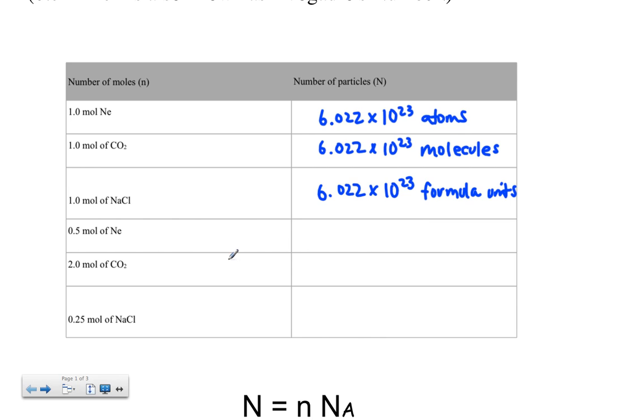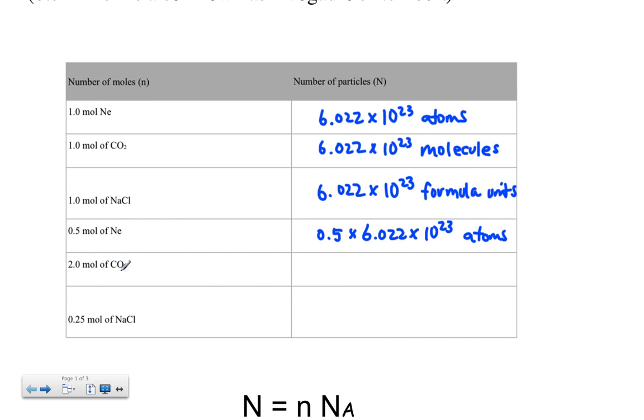Now, we're not always going to have a mole, so we need to know what to do when we have different amounts. So for example, if I have half a mole of neon instead of a full mole, I'm going to have half of Avogadro's number, or 6.022 times 10 to the 23. And right now I'm not too worried about calculating it, because what we're doing here is we're just deriving the formula that we're going to use. So I have 0.5 times 6.022 times 10 to the 23 atoms.